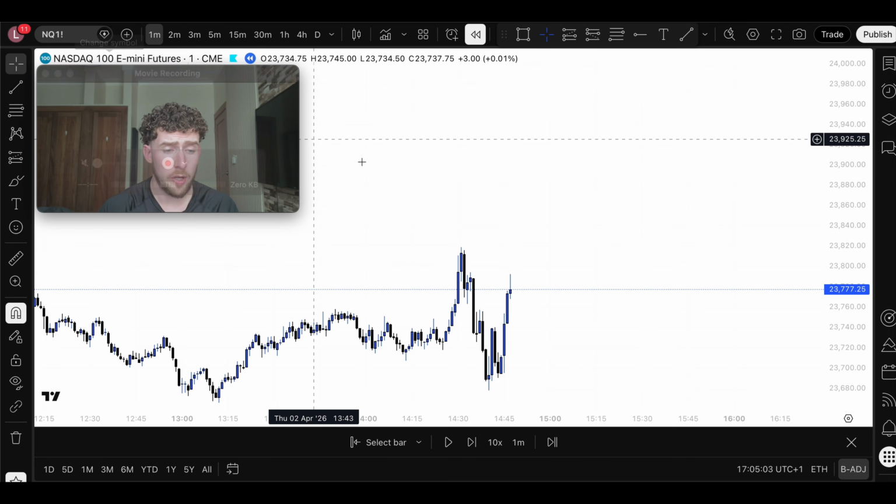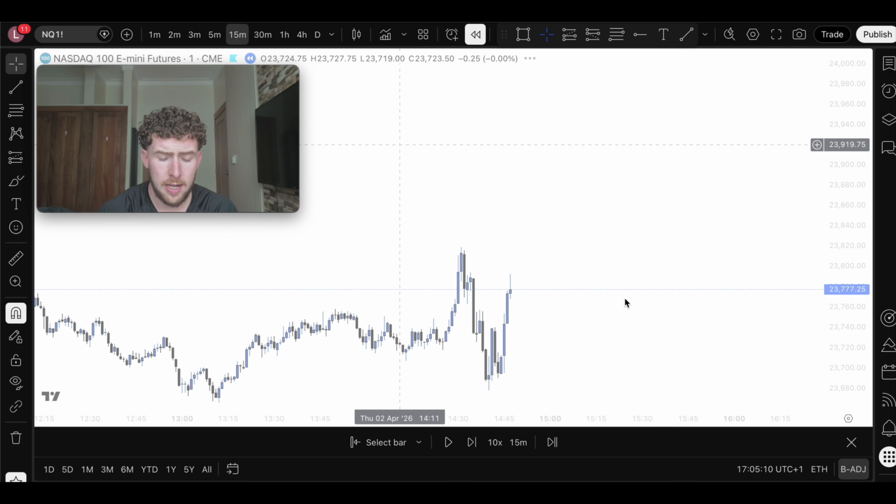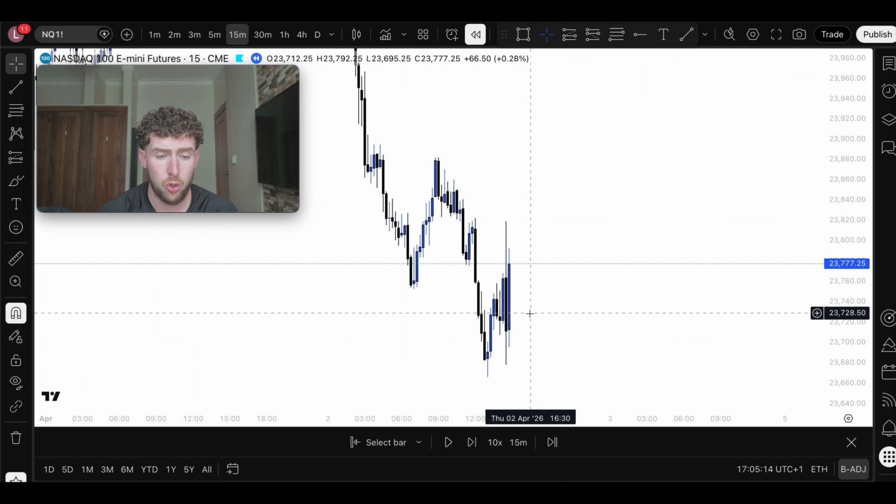Now, getting into the trade itself, the first thing we need is obviously to determine where we think price is going to go for the day. Where's our bias? Let's get on to the 15-minute time frame. This is about 15 minutes into the market open we're looking at.